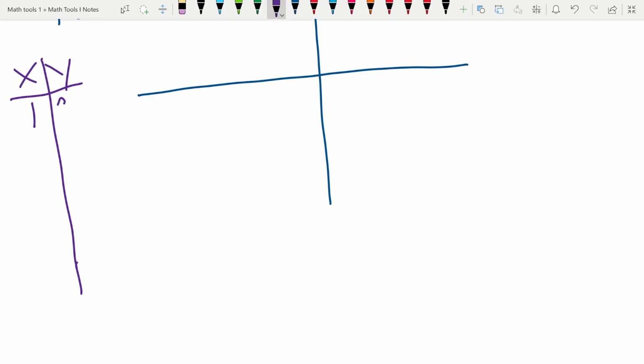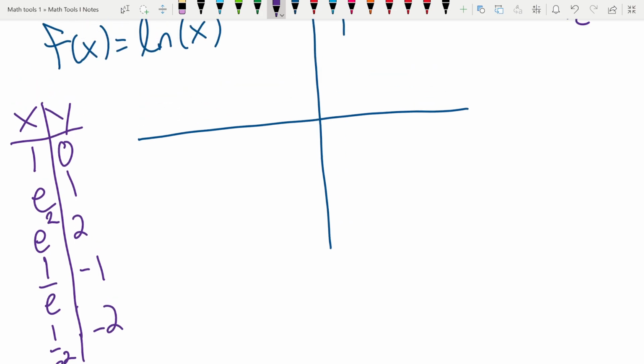Okay, if we plug in 1, we're going to get out 0. E, we're going to get out 1. E squared, we'll get out 2. 1 over e, negative 1. 1 over e squared, negative 2.